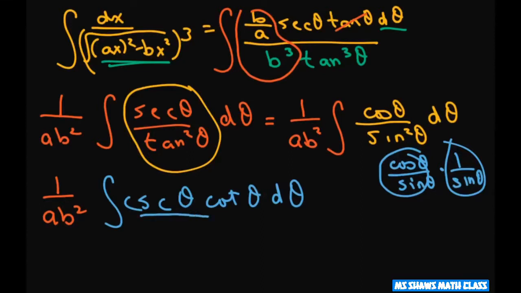So the antiderivative of this is just negative cosecant. So what we get is negative 1 divided by ab squared, and the antiderivative of cosecant cotan is negative cosecant, plus c.